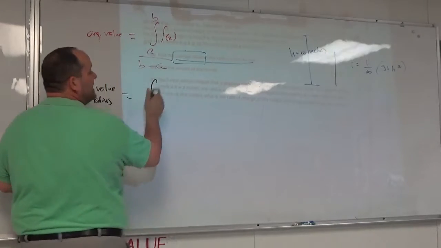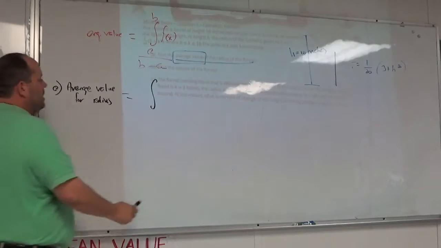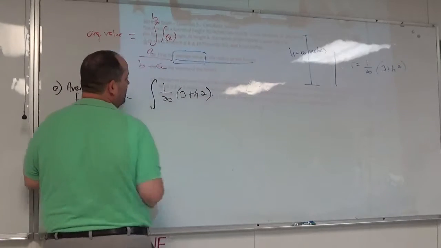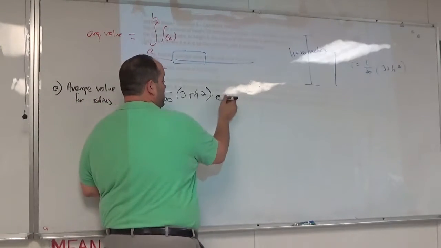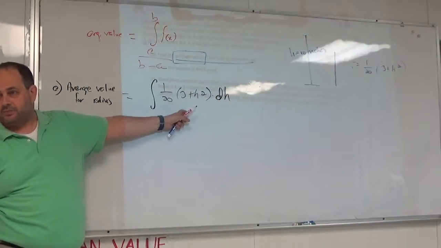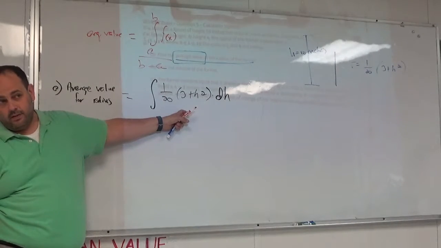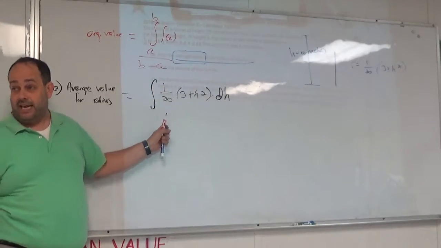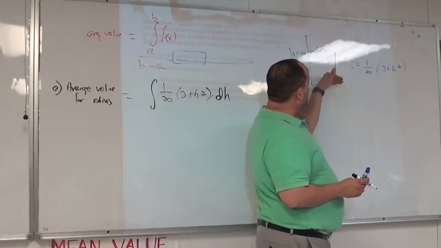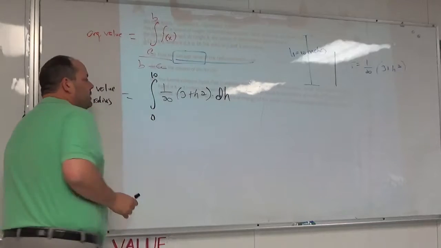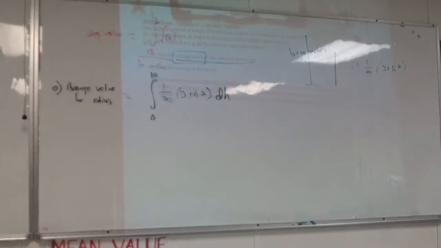What I need to do is integrate the radius, which is 1/20th of 3 plus h squared, with respect to the height, because your radius is defined in terms of the height. I need the limits of integration: 0 to 10, because I know for this funnel the height can be as small as 0 and as great as 10. Okay, we're almost at average value. Divided by 10 minus 0.